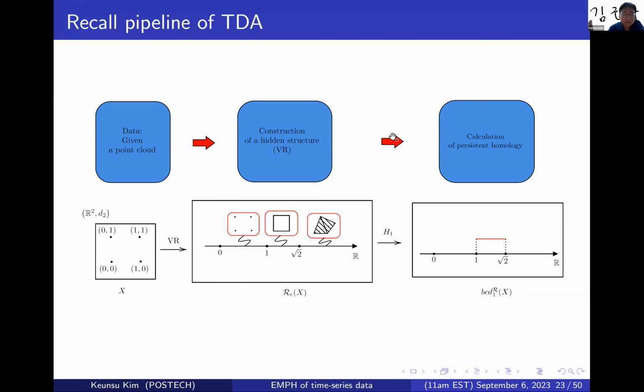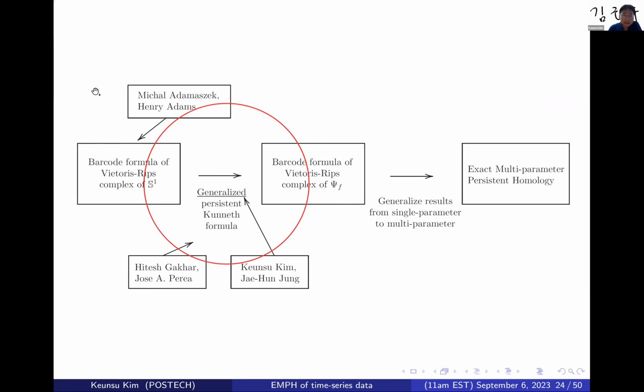Recall the pipeline of TDA. Given a point cloud, we apply the Vietoris-Rips complex. Then we get a collection of simplicial complexes, and we assign each simplicial complex to a point in a parameter space. And then applying the homology functor, we get the barcode. This is the pipeline of TDA. And I will explain this procedure.